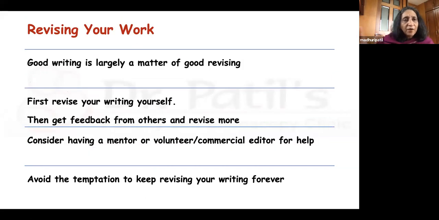Then once you're totally done and formatted, it's very important that we revise our work again. Basically, good writing is largely a matter of good revising. First revise your writing yourself, then get feedback from others and revise more. Consider having a mentor, a volunteer or a commercial editor for help if you think you require it. But as far as possible, it's best to write your own papers. Avoid the temptation to keep revising your writing forever.